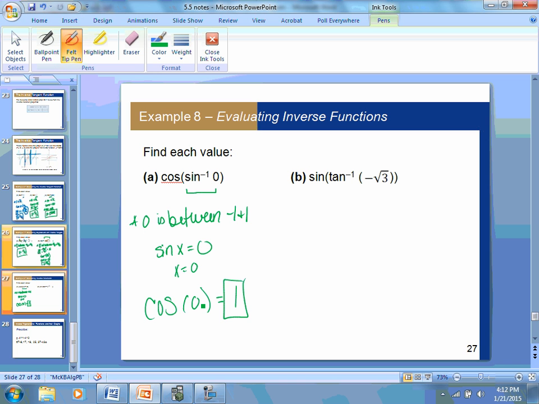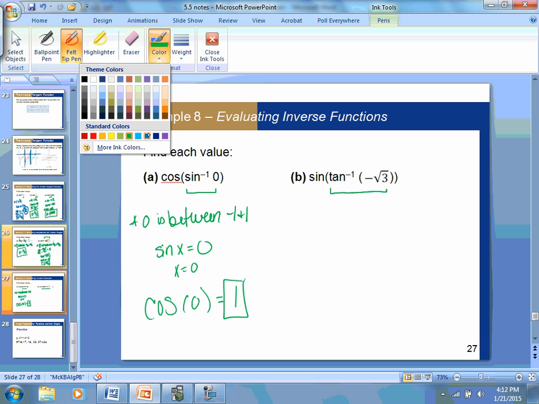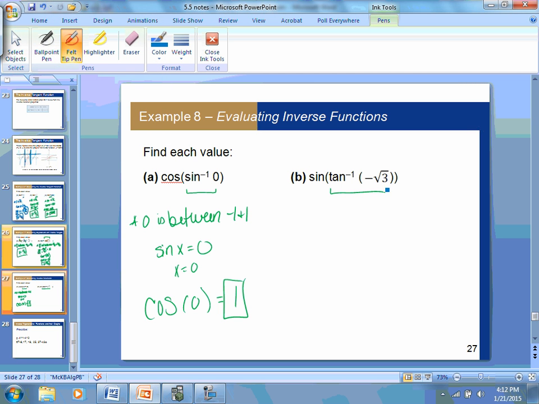We've got our sine of the inverse tangent of the negative square root 3. So we're going to have to do some thinking for this now. Okay, so I'm just going to start inside the parentheses here with this inverse tangent. So I have to think, okay, is that negative square root 3 a real number? And yeah, it is. It's a real number. It's not imaginary. Okay. So that means that they took the tangent of something and they got negative square root 3.